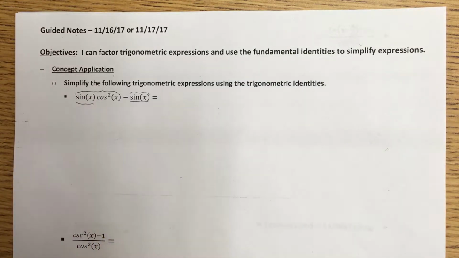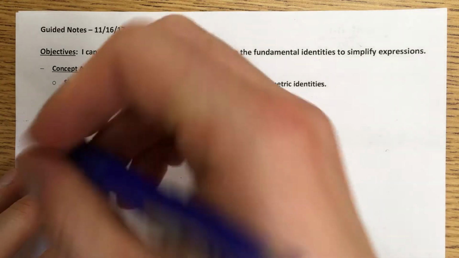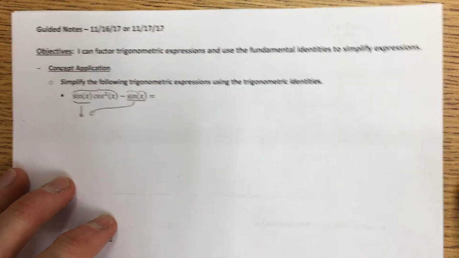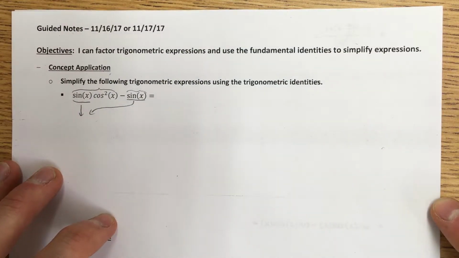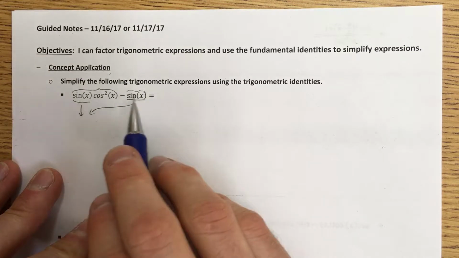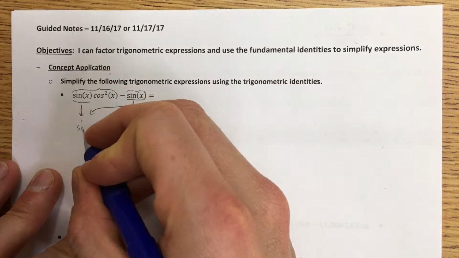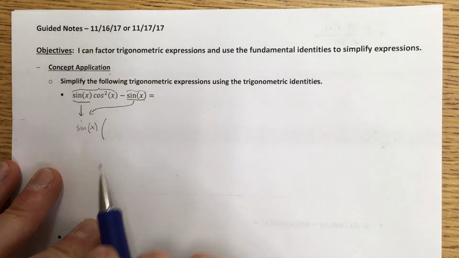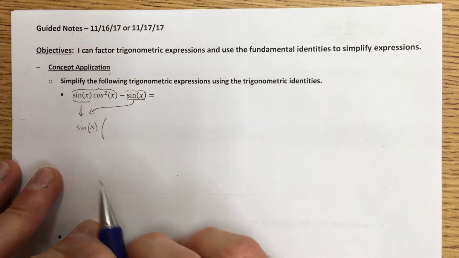What we've been doing on warm-ups comes in handy because we have a quantity in each term. That means we can factor that quantity out. So I can put that quantity there, factor it out. Now if I factor out sine of x here, now I open parentheses and I write basically what we would have left.